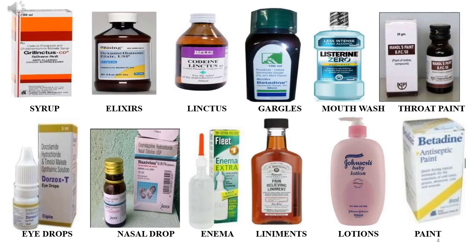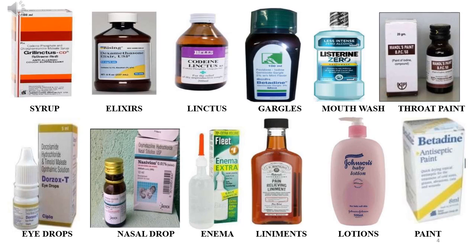Here are some images for better understanding of liquid dosage forms, basically monophasic. In the first image, this is syrup. Second one is elixir, a dexamethasone elixir USP. Dexamethasone is a steroid drug. USP stands for United States Pharmacopeia. The third image is codeine linctus. The fourth one is gargles. The Betadine gargle acts as an antiseptic. The fifth one is mouthwash.